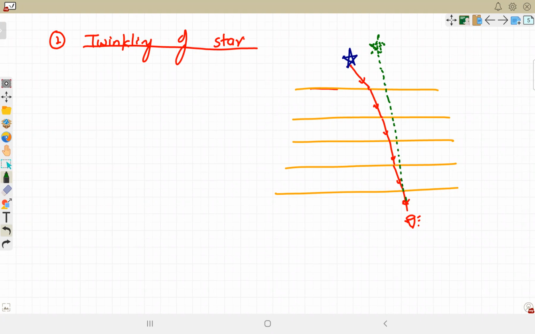I mean, it's not explaining the exact phenomenon of twinkling. Yes, there are multiple refractions, that is true. But how do those multiple refractions give the twinkling effect to the star? That I want. Riddhi, can you explain?